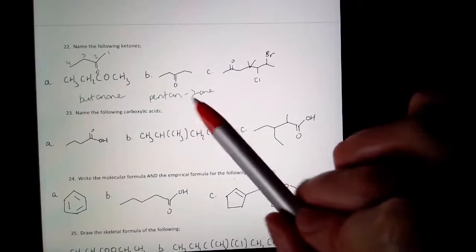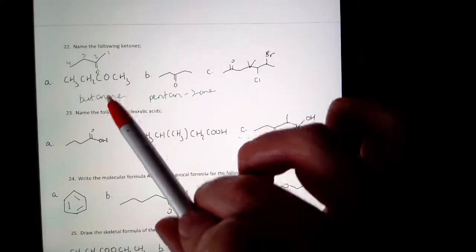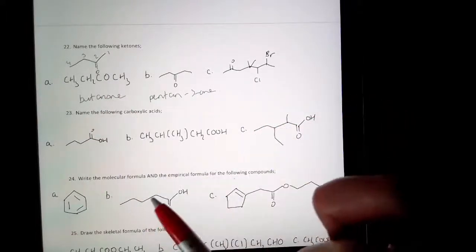And just be aware of where you should split that. If I was splitting but-an-one, I would split it between the AN and the O-N-E. That's where I'd put my number.